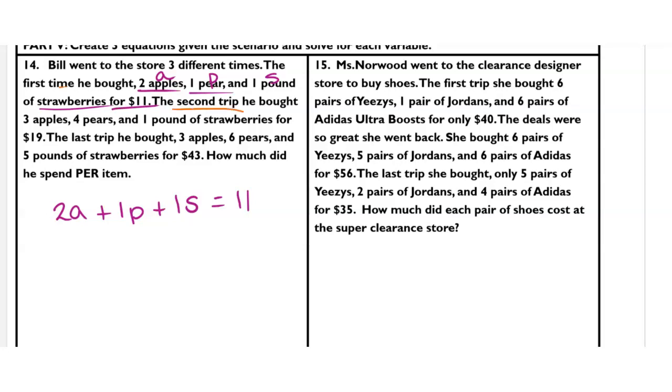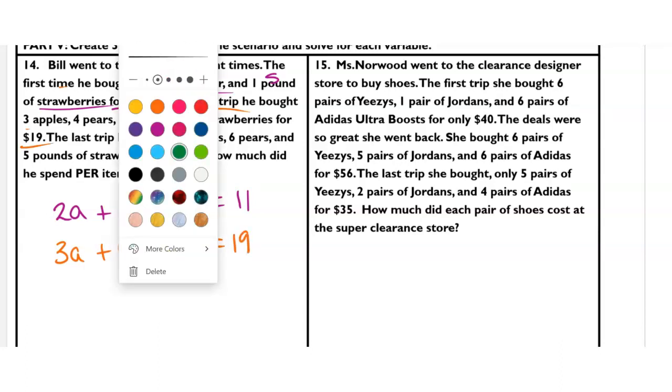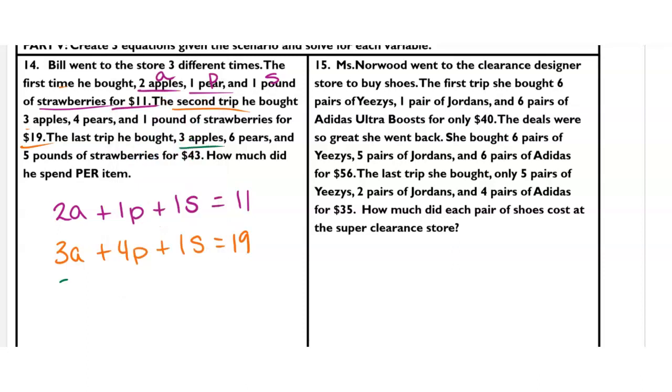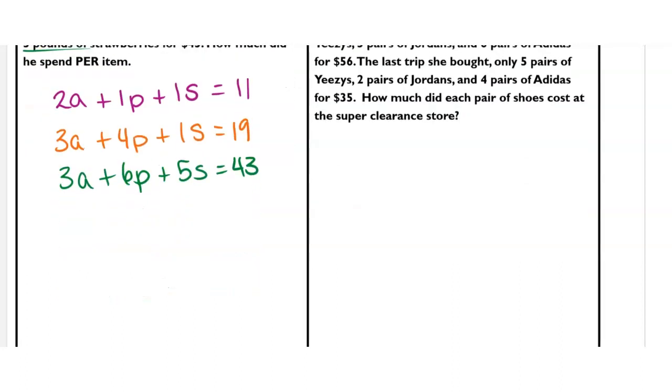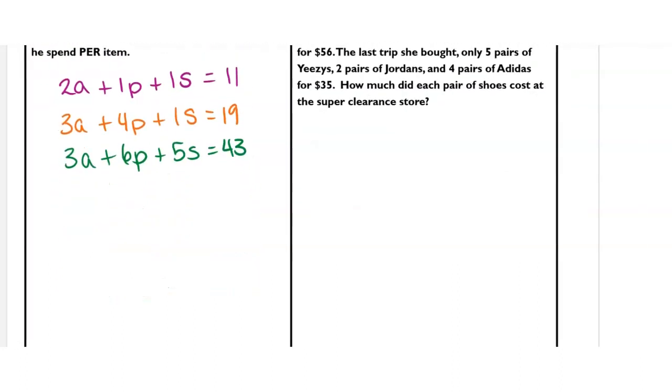On the second trip, he bought 3 apples. So we've got 3A plus 4 pears plus 1 pound of strawberries. And that's going to be for $19. And then lastly, we've got 3 apples, 6 pears, and 5 strawberries, and that's equal to $43. So you want to set this up as a matrix, and then whatever your A is equal to, what your P is equal to, and what your S is equal to will represent the cost of each.